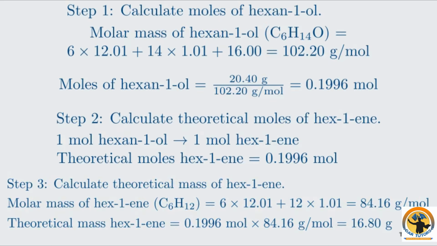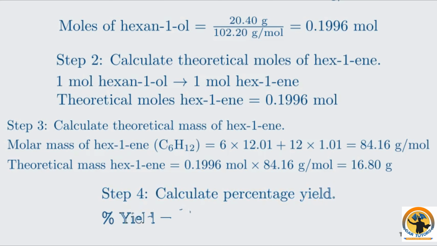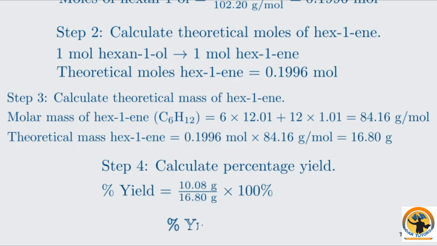Finally, we have all the pieces to calculate the percentage yield. The percentage yield is the experimental mass, 10.08 grams, divided by the theoretical mass, 16.80 grams, multiplied by 100%. This gives us a percentage yield of 60%. This means that of the maximum possible amount, only 60% was actually produced.